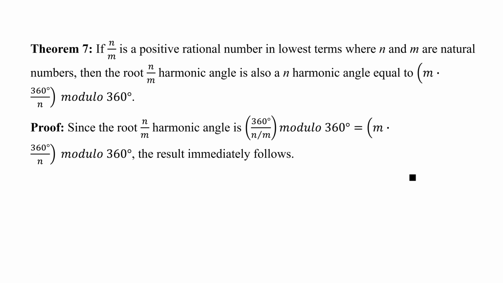And what this shows us is that the n over m harmonic angle is also an n harmonic angle, since we just simply take a natural number multiple of this root n harmonic angle. We multiply that by m, it's still going to be some sort of n harmonic angle. So these positive rational number harmonics can actually be reduced to natural number multiples of natural number harmonics.